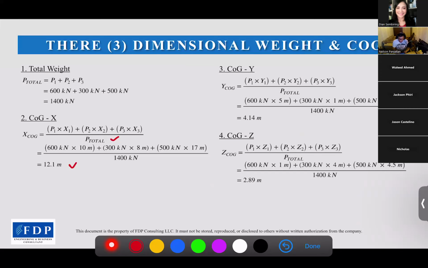Same with the COGY, we use the same formula: P1 times Y1 plus P2 times Y2 plus P3 times Y3, and then divided by the total weight. We get the COGY of 4.14 meters. Same with the COGZ, we use the same formula also. The only difference is we use the coordinate Z in the formula. So we get the COGZ of 2.89 meters. So that's the COG calculation for three-dimensional.